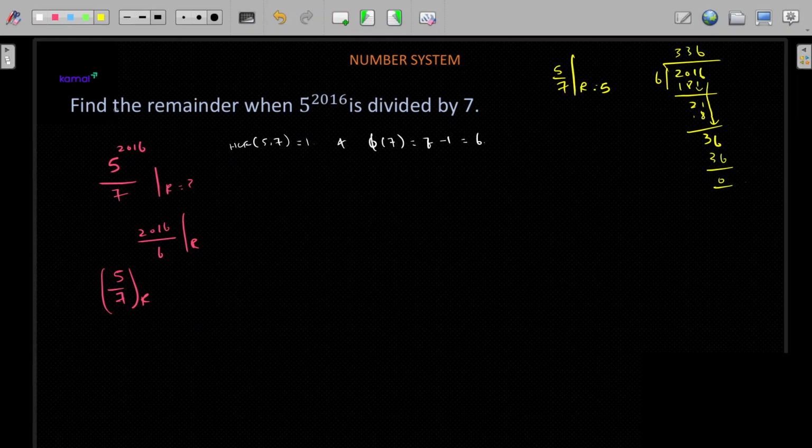The difference is 0. So from this what we can say is, eventually this number will become 5 power 0 divided by 7, and this is equal to 1 by 7, so my remainder is 1. So the answer for this question is 1. I hope you understand this question. Let us move to the next question now.